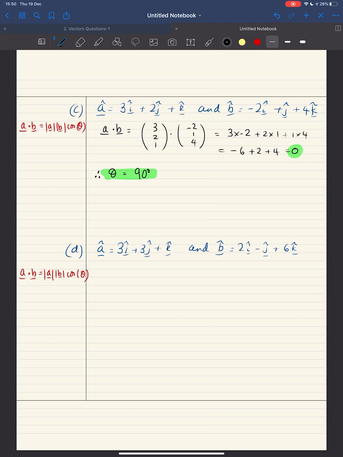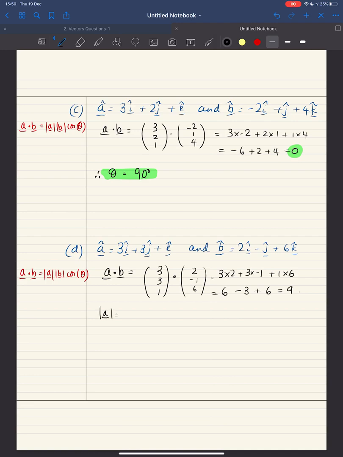So D. I suppose we're doing this bit first of all. A dot B, (3, 3, 1) dotted with (2, minus 1, 6). 3 times 2 plus 3 times minus 1 plus 1 times 6. So that is 6 minus 3 plus 6, which is 9. Okay, so let's go do the other bit as well.